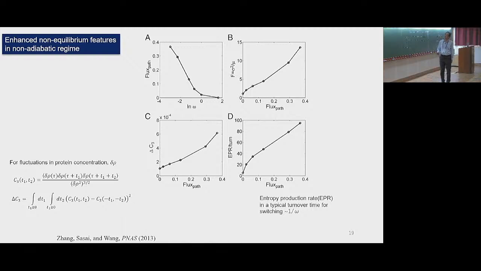And this is a three-point correlation function at different time instances like this. This shows the asymmetry of these three-time correlation functions. This asymmetry in three-time correlation increases as flux increases in the non-adiabatic regime. I'm sorry, this is the entropy production rate, sigma. And this is the dispersion, the Fano factor. I'm sorry, there is a confusion of the notation.